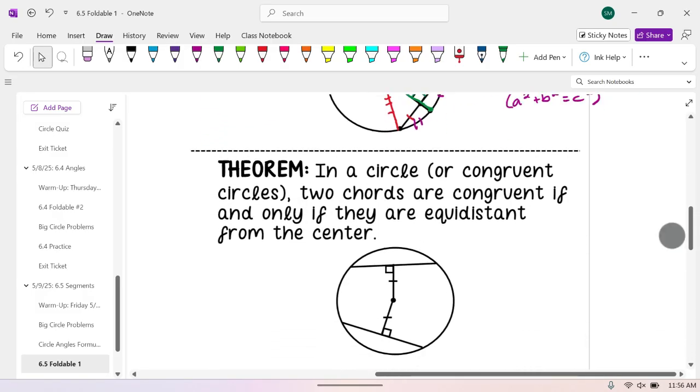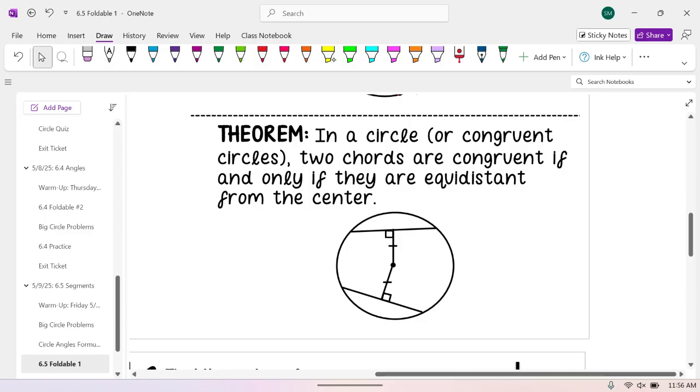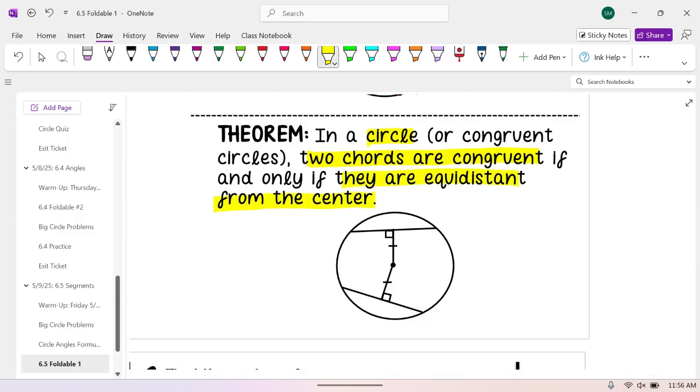All right. Then the last part. In a circle or congruent circles, two chords are congruent if and only if they are equidistant from the center. What does equidistant mean? Equal distance, same distance, however you want to put it.